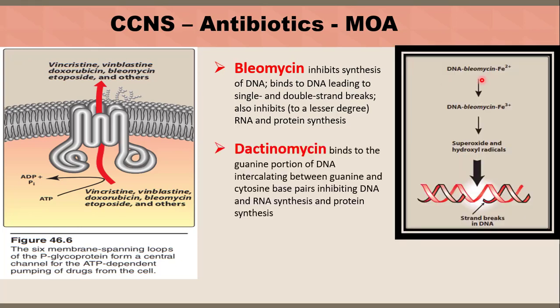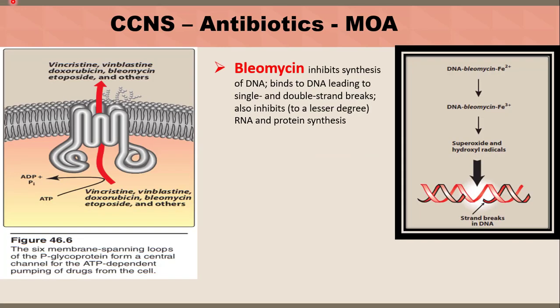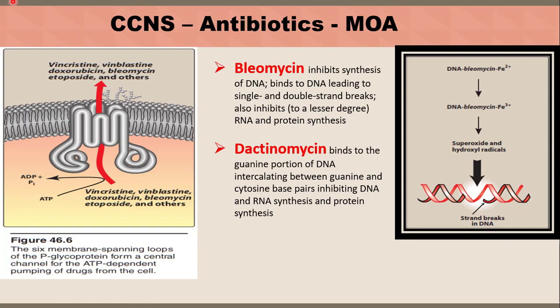As you can see in the picture here, DNA bleomycin ferrous complex is converted to DNA bleomycin ferric complex, yielding superoxide and hydroxyl radicals that cause DNA strand breakage. Second is dactinomycin, which binds to the guanine portion of DNA, intercalating between guanine and cytosine base pairs, inhibiting DNA and RNA synthesis and protein synthesis.